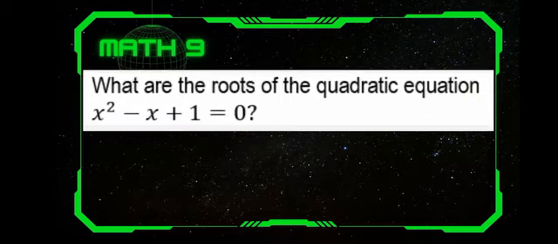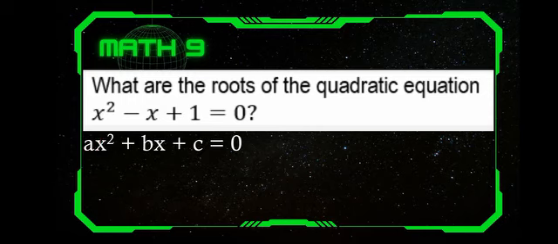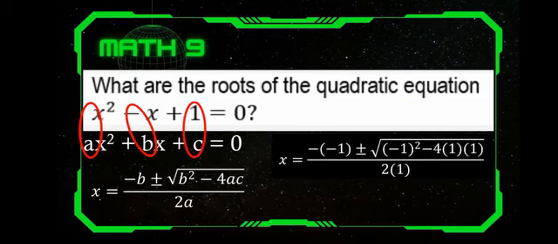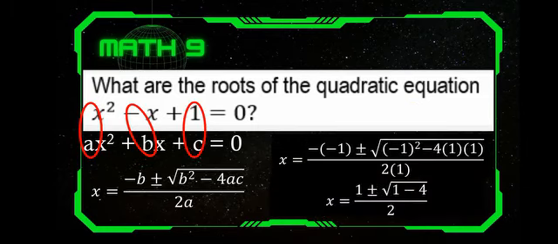What are the roots of the quadratic equation x squared minus x plus 1 is equal to 0? This equation cannot be solved by extracting square roots, nor completing the square, nor factoring. So we will use the quadratic formula, wherein A is 1, B is negative 1, and C is 1. This is the formula. Substitute; double negative becomes positive. The square of negative 1 is 1.